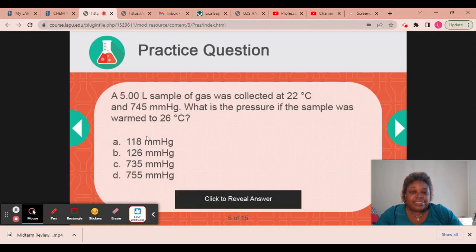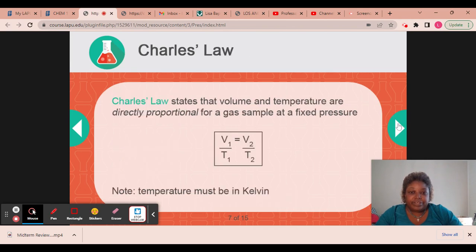And so if we look at this example, you see how these two temperatures are in Celsius. You do need to convert them to Kelvin. And so you would add 273 to each of these temperatures to change it to Kelvin. And you must do that first before you're plugging it into the equation. Okay. And then we have Charles's law.